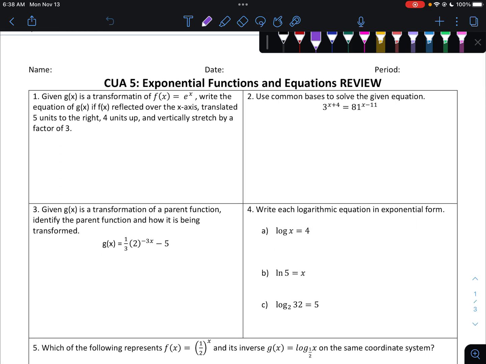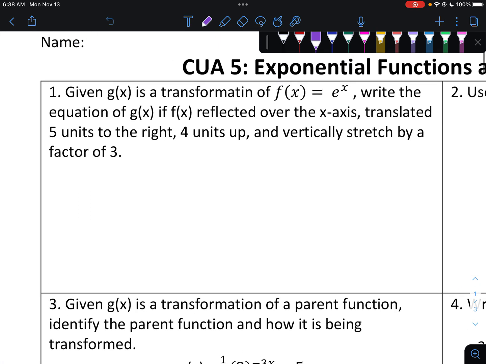In this video, we're going to go over the review for our CUA 5. So number 1 says, given g of x is a transformation of f of x equals e to the x, write an equation of g of x if f of x is reflected over the x-axis, translated 5 units to the right, 4 units up, and vertically stretched by a factor of 3.